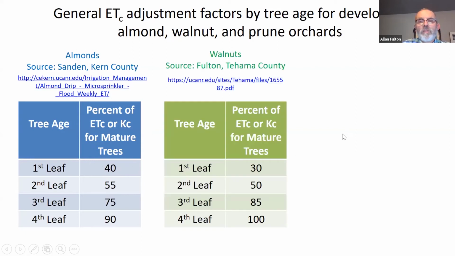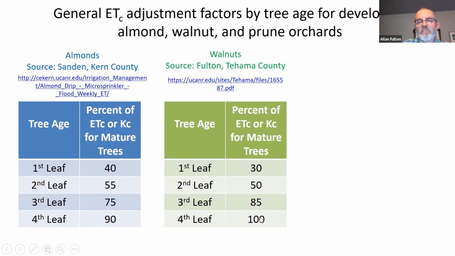For walnut, I evaluated this question in Tehama County. I experienced similar results as Blake Sandin reported for almond in Kern County. On average for the season, first leaf, about 30% ET as reported for a mature orchard, 50% in second leaf, 85% in third leaf, and by fourth leaf, approaching 100% of our estimates of ET for mature trees.